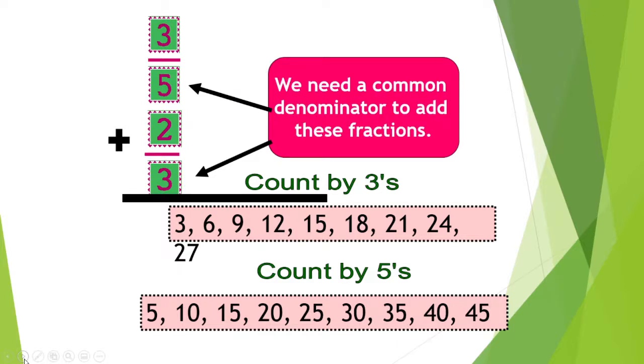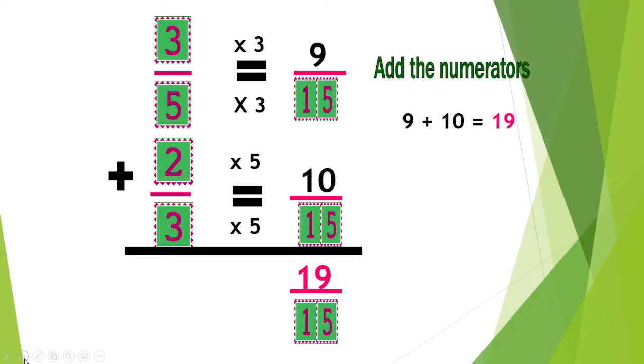So 5 and 3, 15. So 5 times 3 is 15. 3 times 3 is 9. So whatever you multiplied in the denominator, you also multiply in the numerator. So 3 times 5 is 15. 2 times 5 is 10. So 19 over 5.